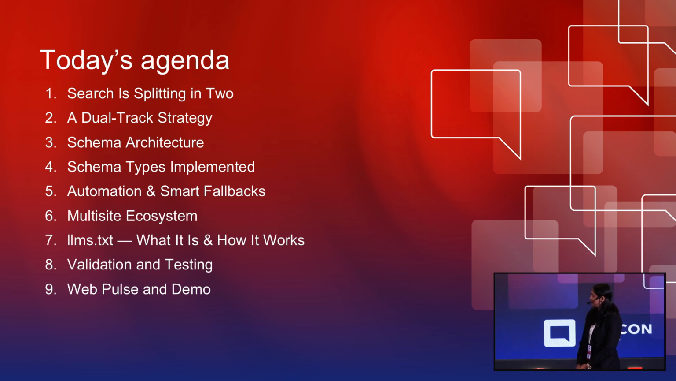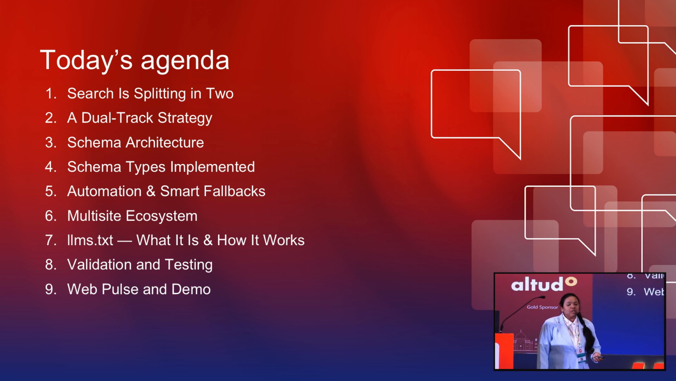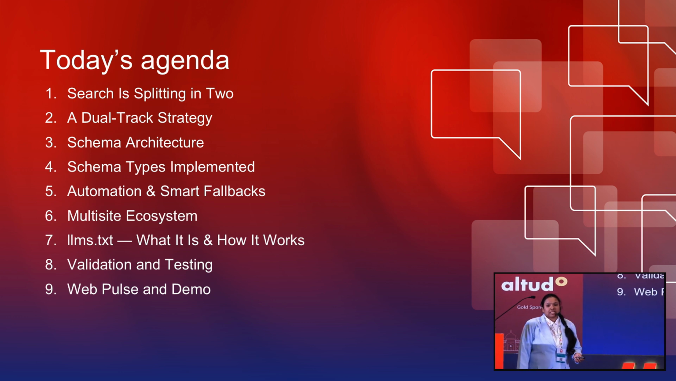Going on to the next slide. In the next 30 minutes, we'll cover the problem of search splitting into two, and then we'll focus on the dual track strategy along with schema architecture, and what schema types have been implemented in the application. We'll also focus on automation and smart fallbacks, including the use case of the multi-site ecosystem, and then we'll move on to llms.txt, what it is, how it works, and then the validation and testing of it with the marketplace application WebPulse demo.